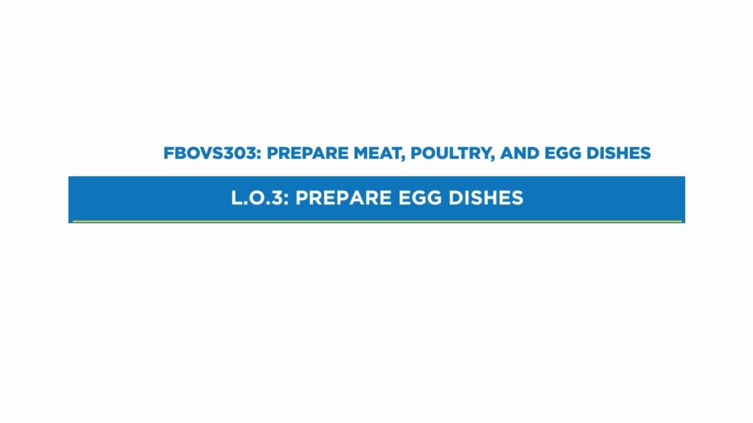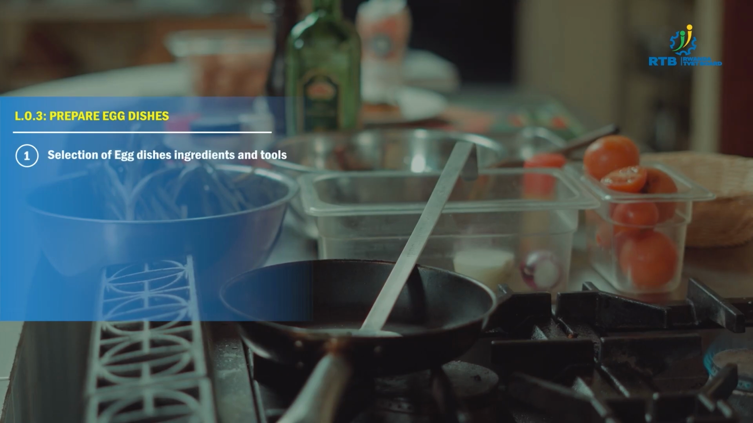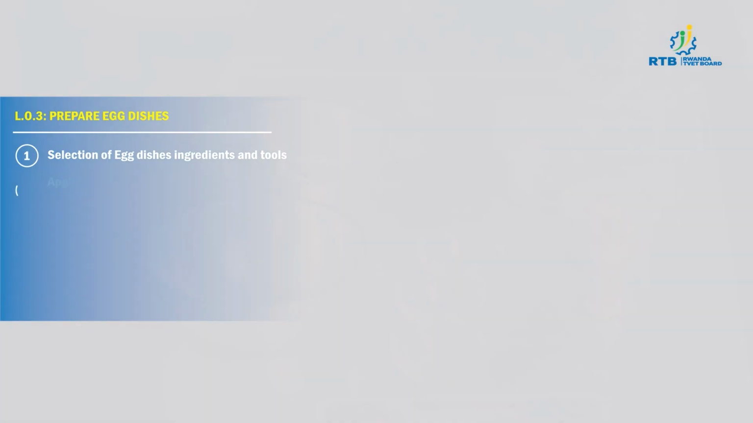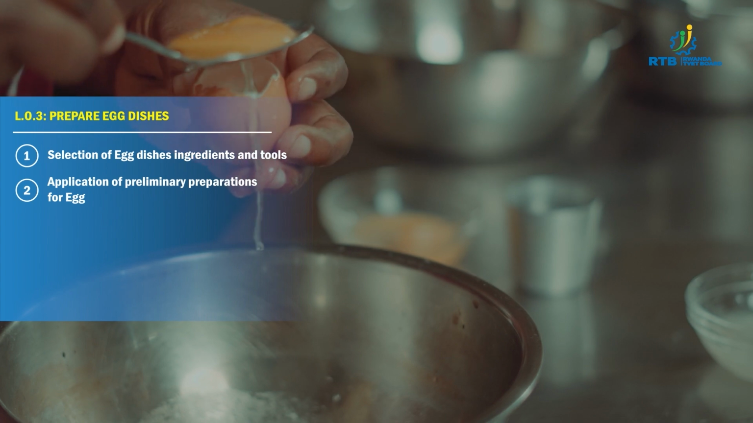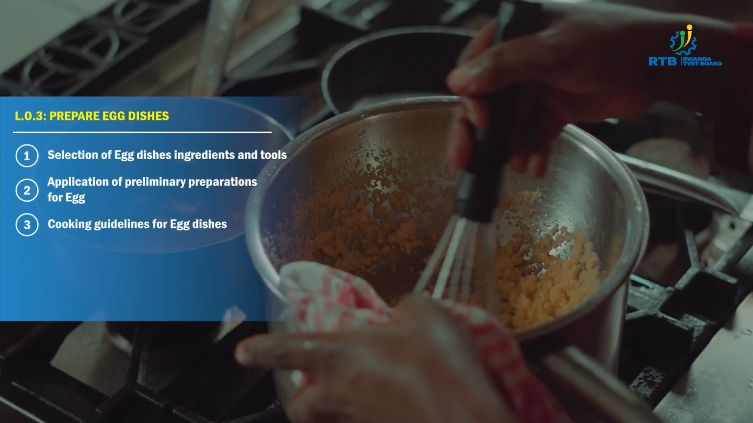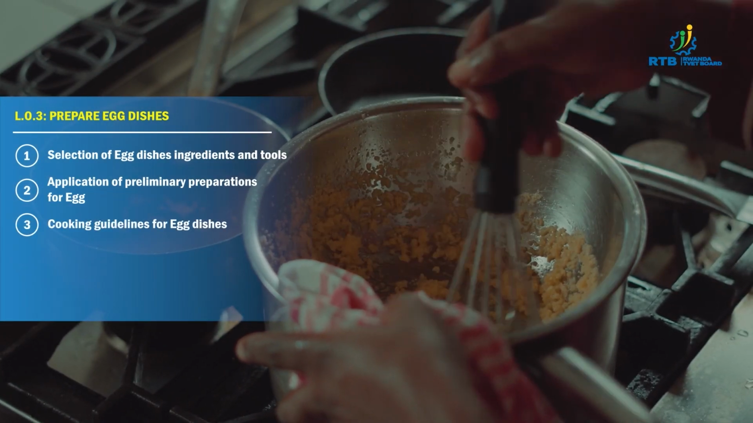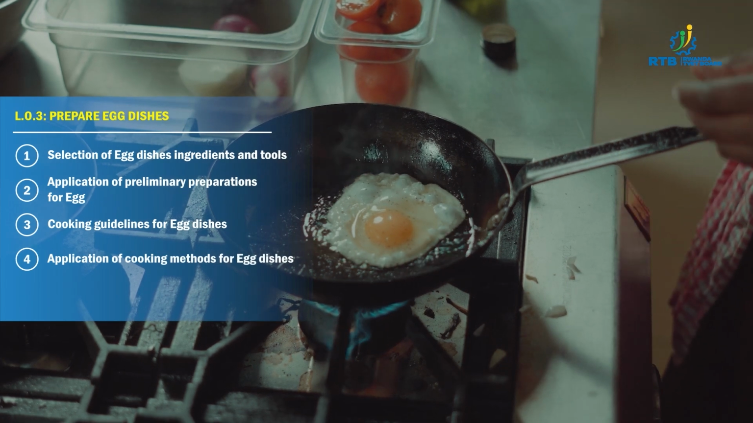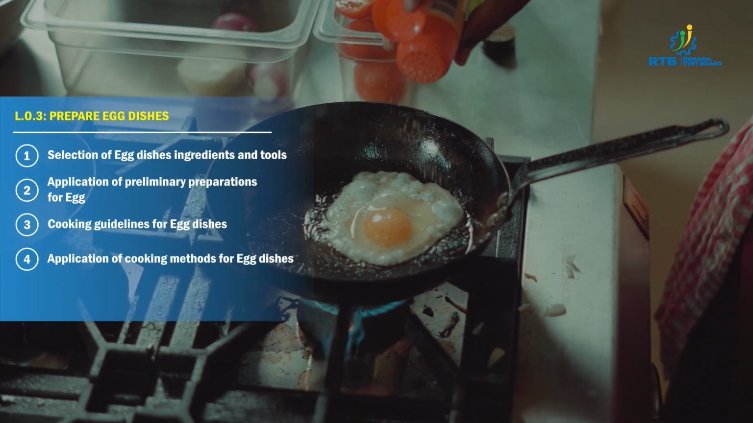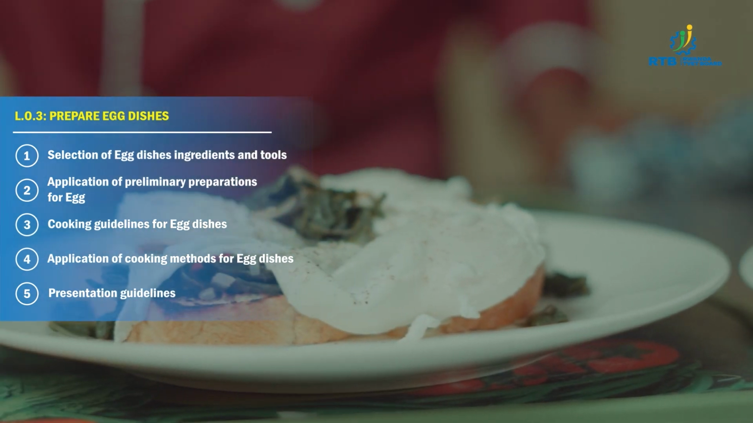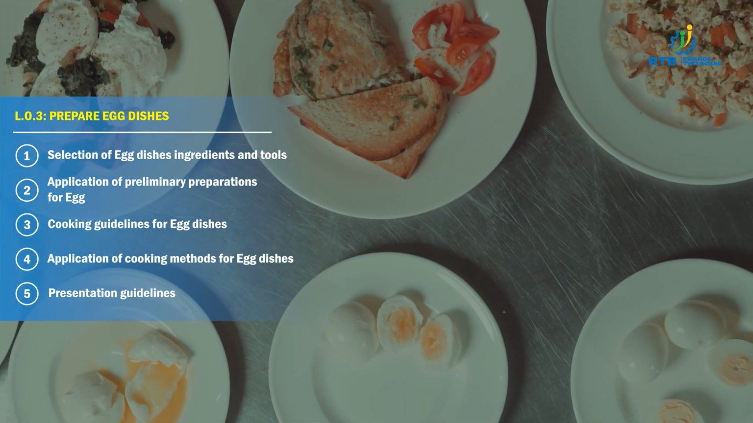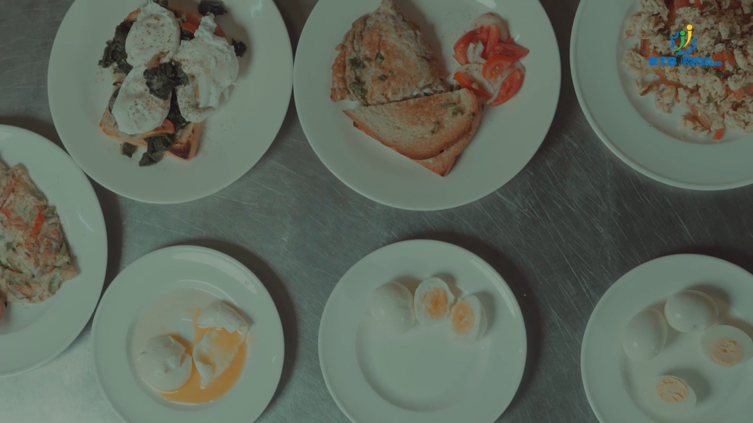Here's an outline of the topics. 1. Selection of egg dishes ingredients and tools. 2. Application of preliminary preparations for egg. 3. Cooking guidelines for egg dishes. 4. Application of cooking methods for egg dishes. 5. Presentation guidelines. Now, let's delve into each topic in detail.